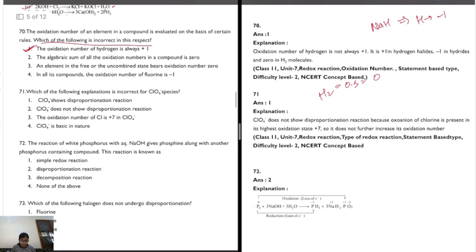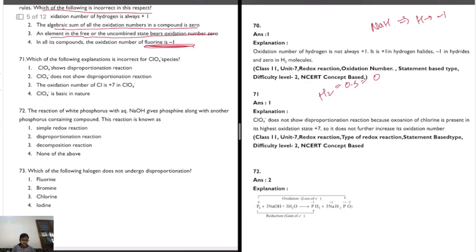All the other statements are in fact correct. Why? Because while finding the oxidation number, we always put the algebraic sum of all the oxidation numbers in a compound to be 0. And we have always taken an element in the free or uncombined state to have oxidation number 0. For example, in H2, as I told, it is 0. And fluorine, being the most electronegative element, is always -1. It is never positive for any other number.